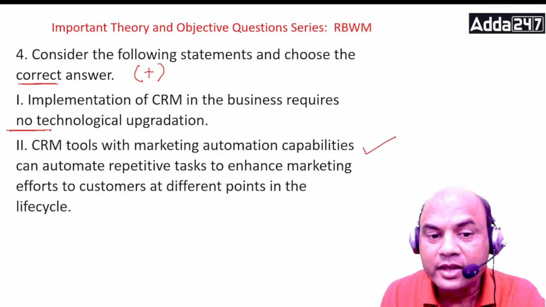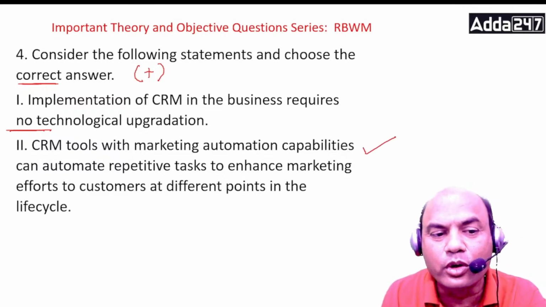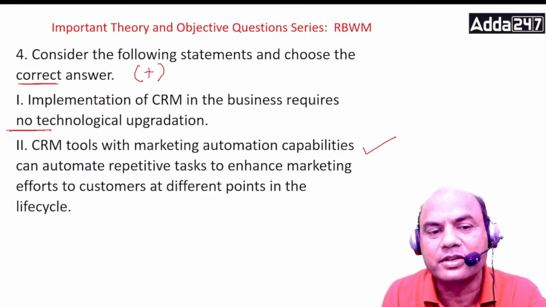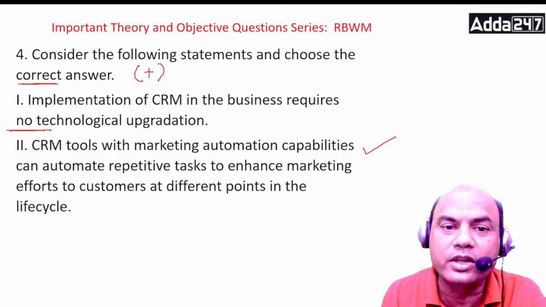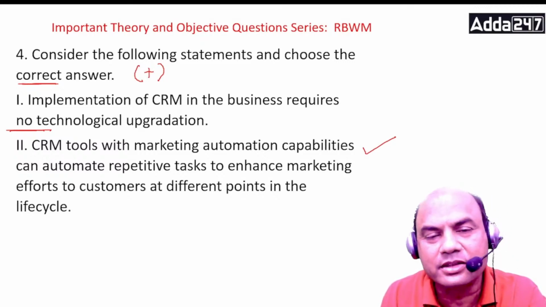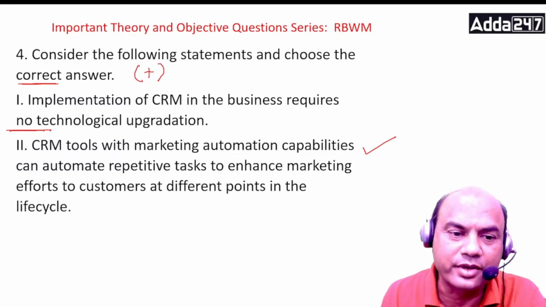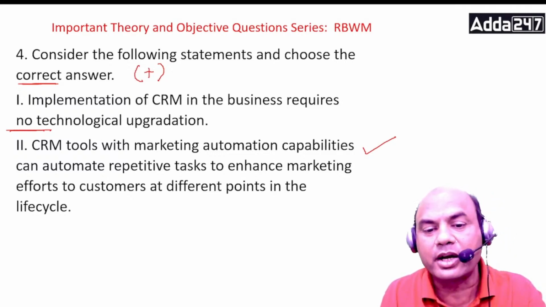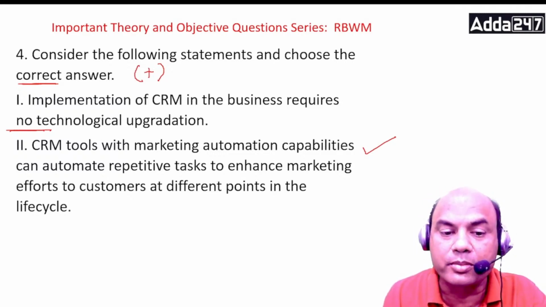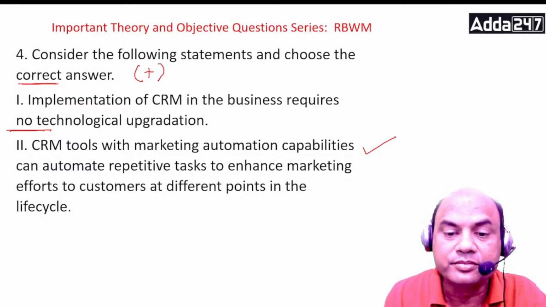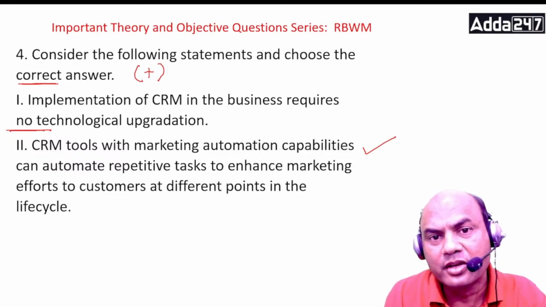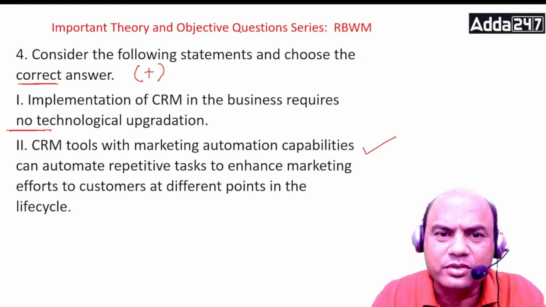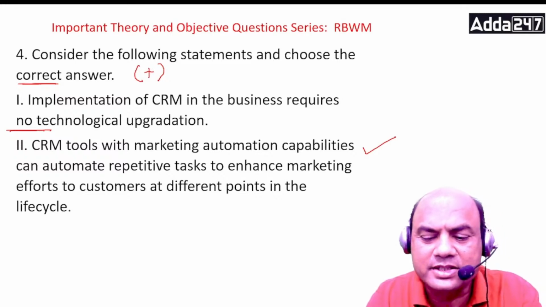Okay, 2. CRM tools. See, the first one is no upgradation. It's not possible at all. CRM is software. If you have to apply this software in your bank, you have to make certain changes in your bank software. CRM tools with marketing automation capabilities can automate repetitive tasks to enhance marketing efforts to the customers. That is the right answer. Repetitive tasks are to be constantly upgraded, constantly changed.